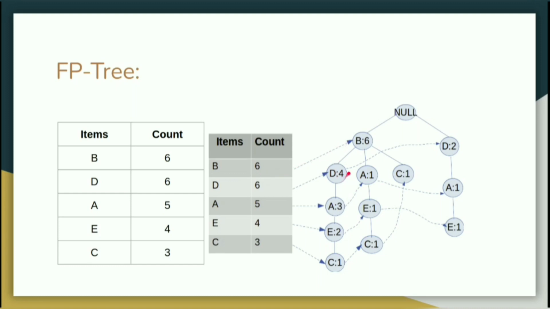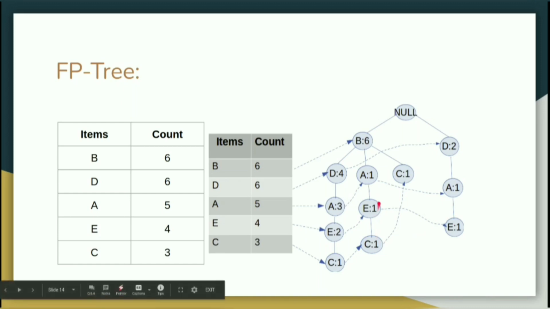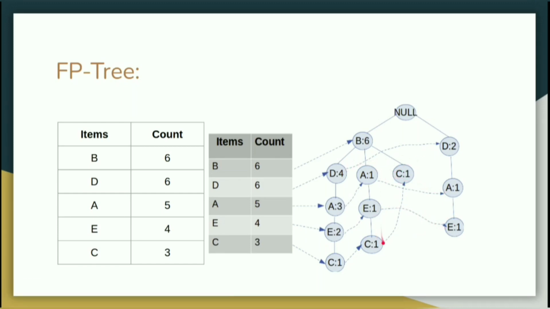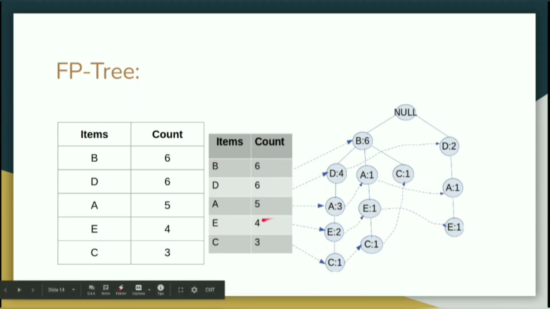I already told you we will be creating the pointers at each of the steps. So these are the pointers. These pointers are there for E, for A, next DE. Similarly for the next C. These are pointed in this way. So this is the final FP tree.